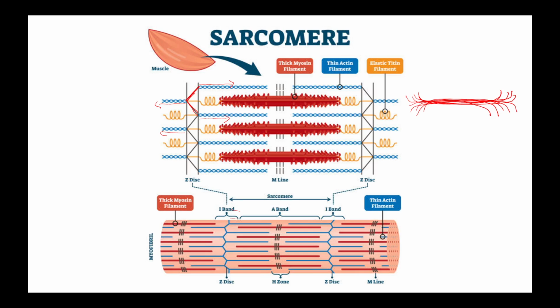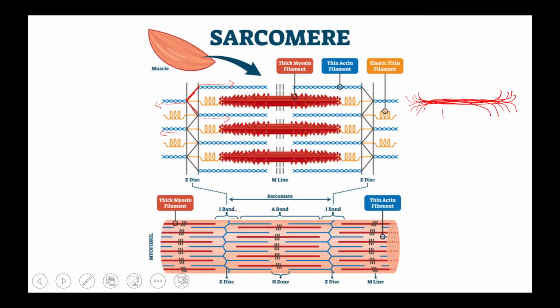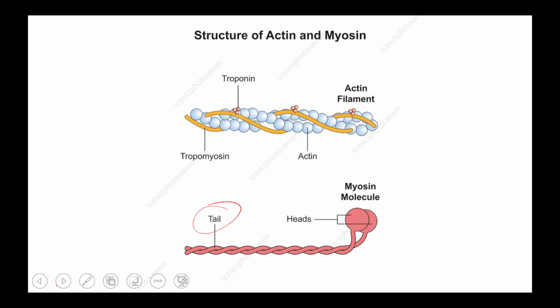So these are stacked like this, and this area is referred to as the tail. This is the tail, and this is the head. Okay, these are tails, and these are referred to as myosin heads. Myosin heads. Okay, however here this one is an actin filament, the top one.